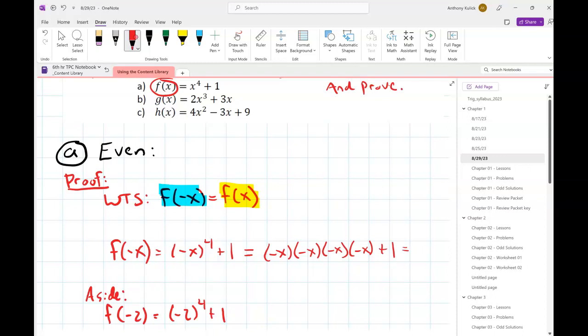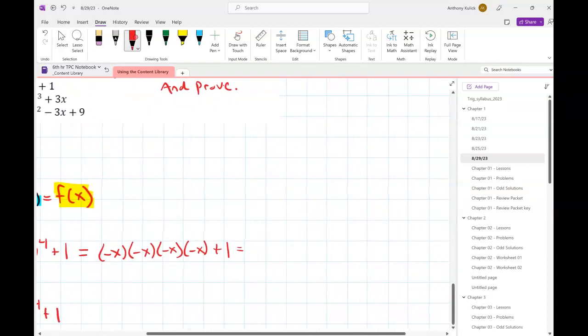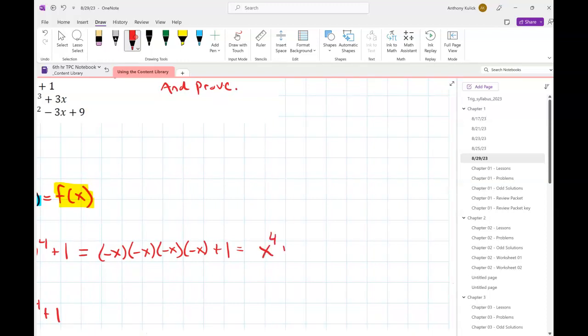If I multiply 4 negatives together, what do I get? Positive. If I multiply 4 x's together, what do I get? Well, x to the fourth, right? So I have positive x to the fourth plus 1. Everybody feel good?